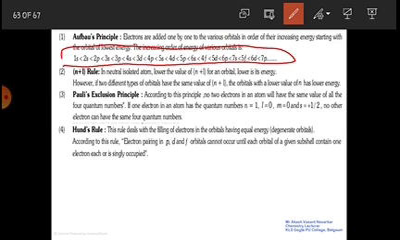This is important: 1s, 2s, 2p, 3s, 3p, 4s, 3d, 4p, 5s, 4d, 5p, 6s, 4f, 5d, 6p, 7s, 5f, 6d and 7p. So these are the increasing order of orbitals arranged.